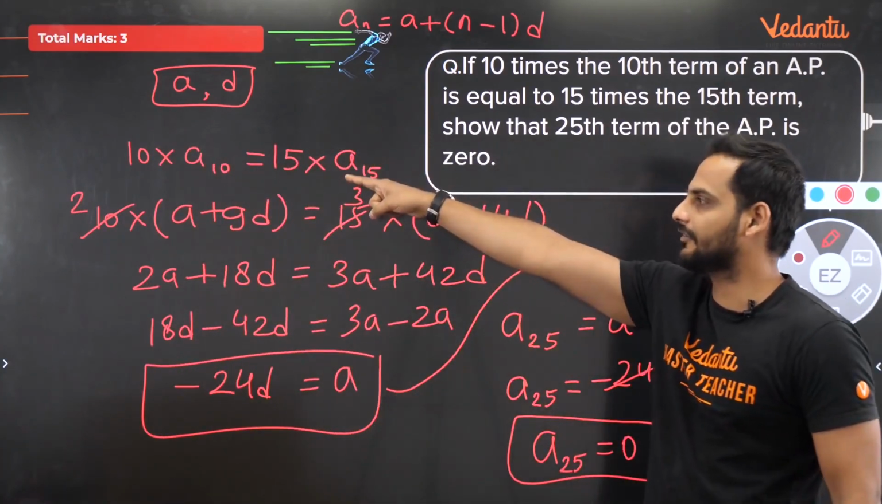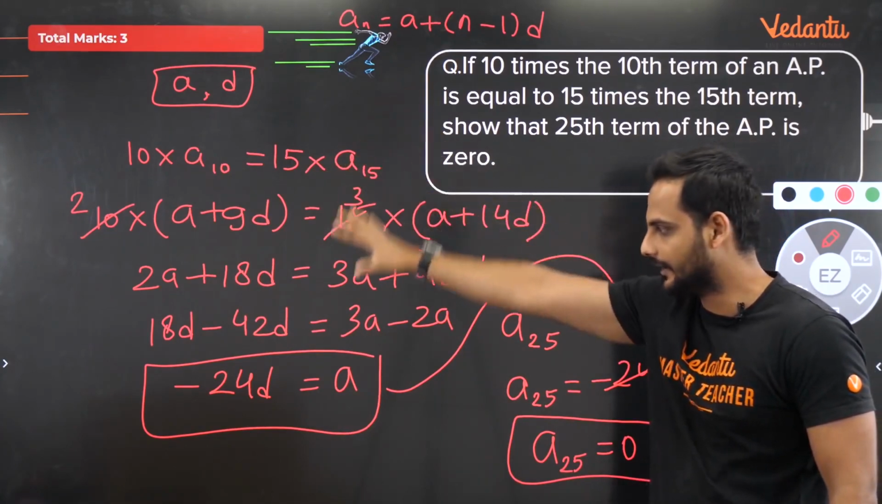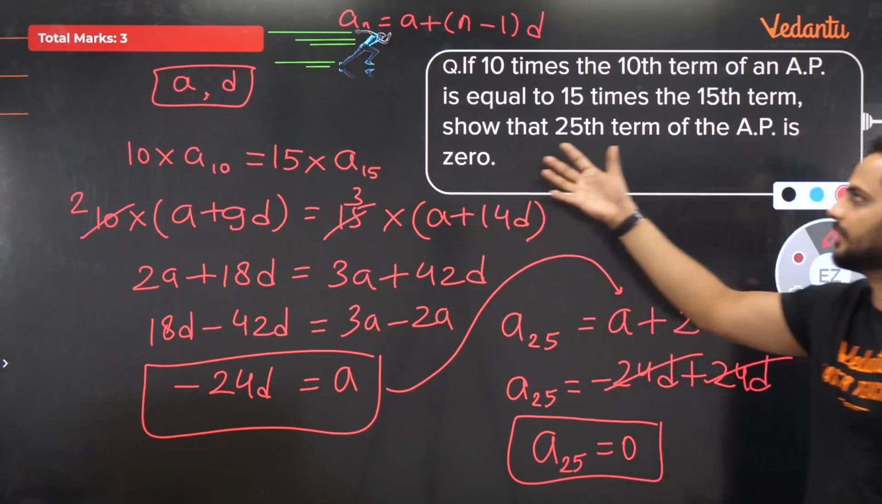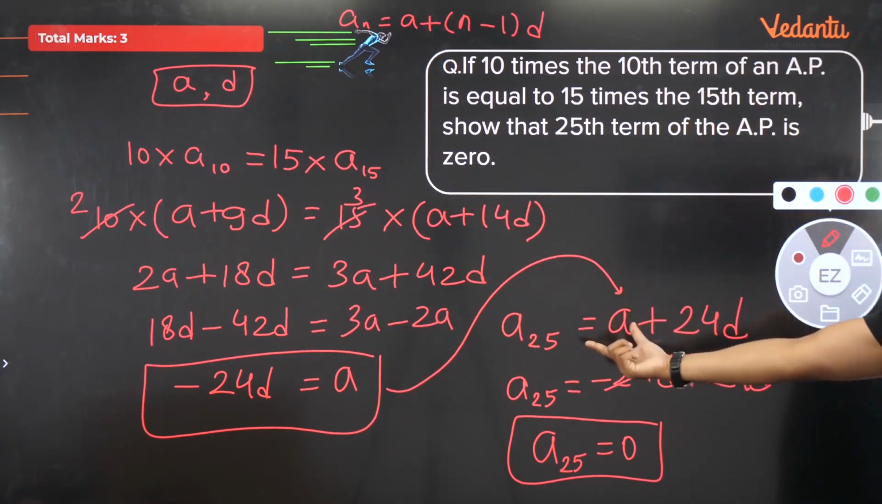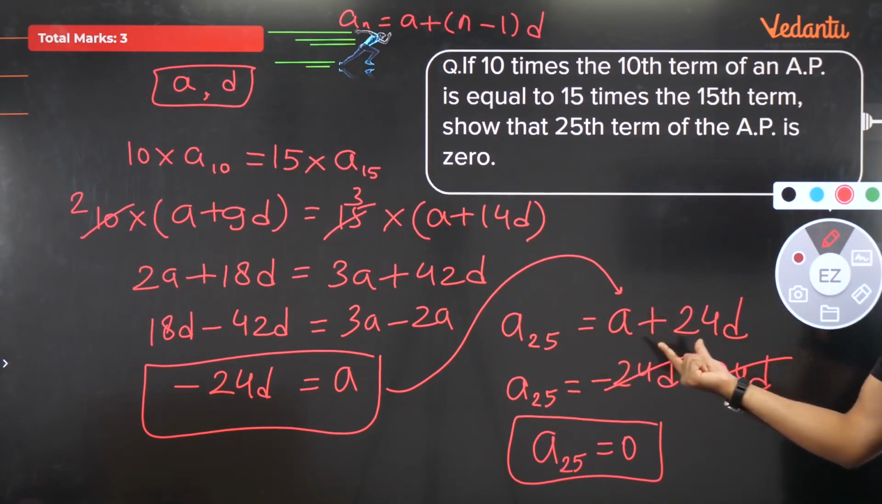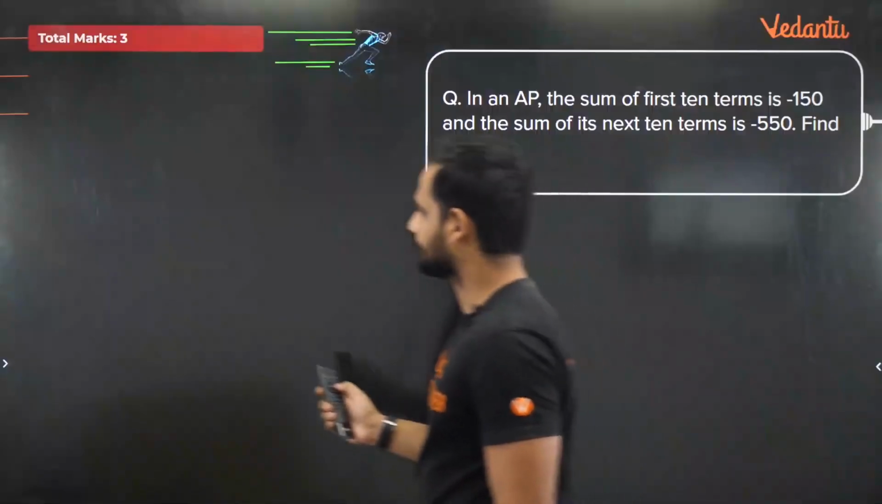They told me the 10th term of an AP multiplied by 10 is equal to the 15th term of an AP multiplied by 15. I solved it, I got this. Then it told me to prove that the 25th term is 0. I didn't have anything else, so I saw, let us see what the 25th term is. I saw a plus 24d and then I saw it automatically got 0. Got it? Let's move to the next question now.